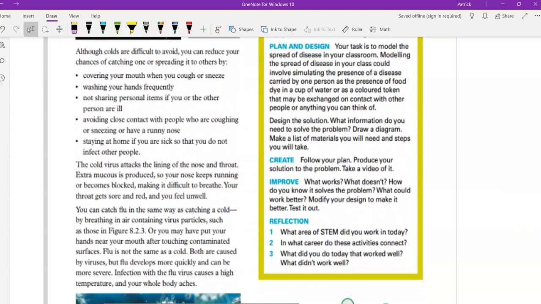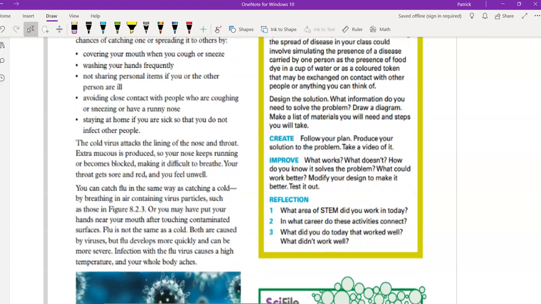So there are colds. Although colds are difficult to avoid, you can reduce your chances by following these: covering your mouth, washing your hands frequently, not sharing personal items, avoiding close contact, in other words, social distancing, and staying at home if you are sick so that you do not infect other people. These have been known for years and are fairly standard, but they have become very prevalent now with the onset of the coronavirus.